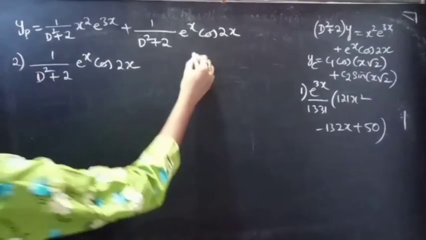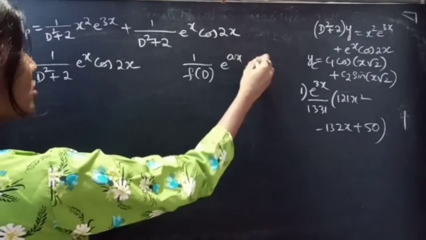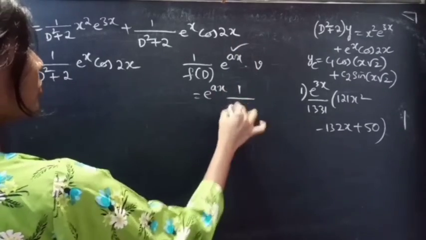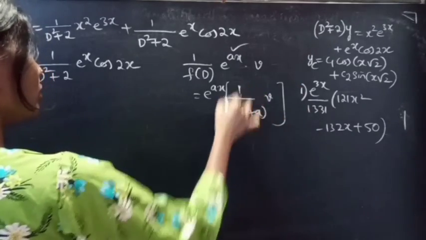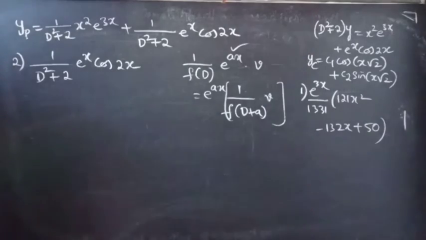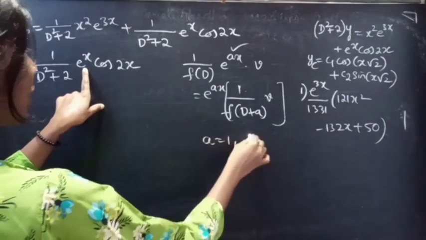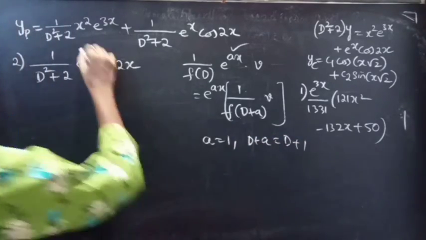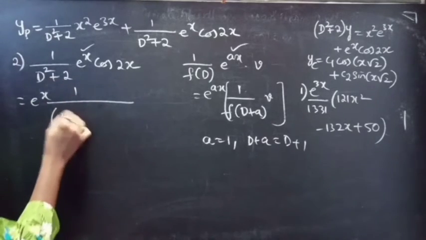This is also of the form 1 by some function of d into e power x into v. Now we can shift e power ax towards left by replacing d with d plus a, and later we'll operate v with 1 by f of d plus a. So compare e power x with e power ax, and for a equals to 1 we'll find d plus a, which is equals to d plus 1. Shift e power x towards left by replacing d with d plus 1.